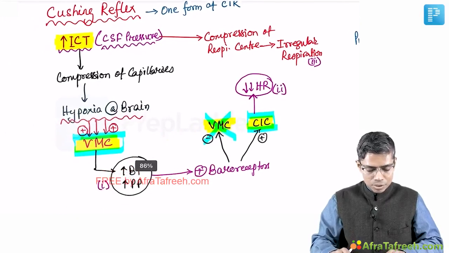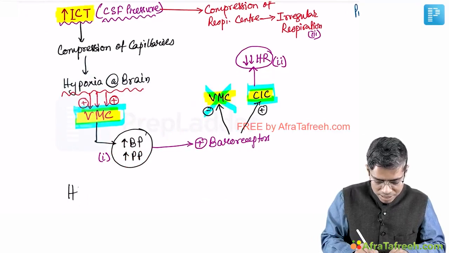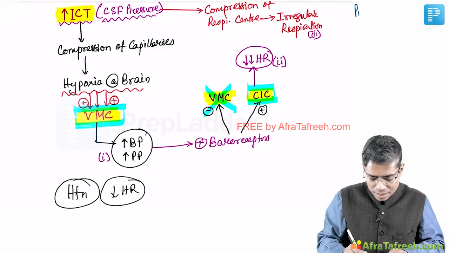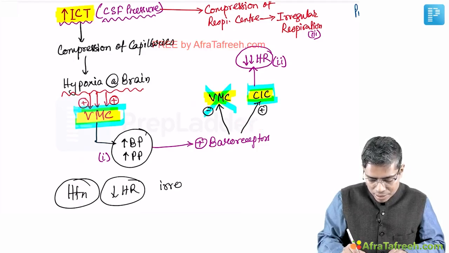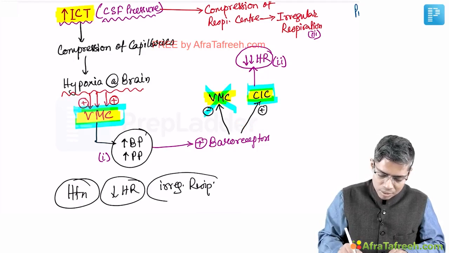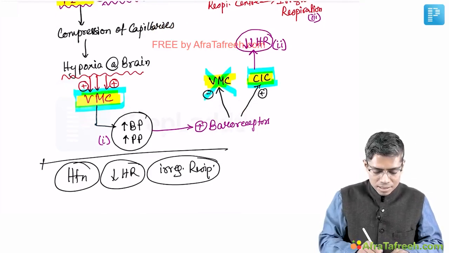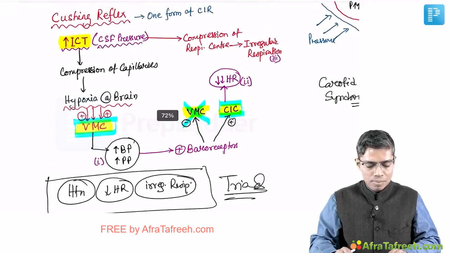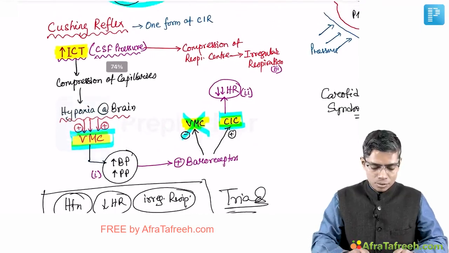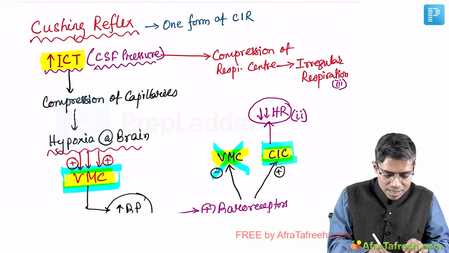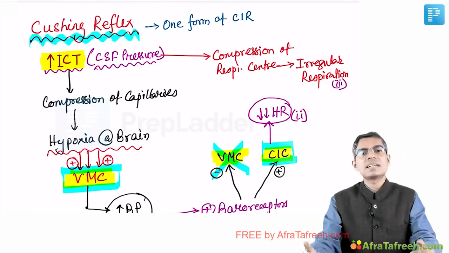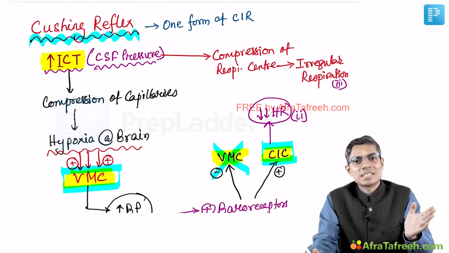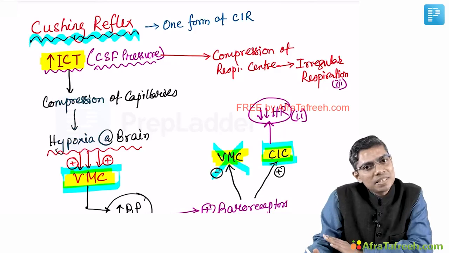So what did we understand? We understood that there will be hypertension, there will be bradycardia, that is reflex bradycardia, and there will be irregular respiration. The combination of these three features is known as the triad of Cushing reflex. This is known as the triad of Cushing reflex, right? So now you understood that Cushing reflex is nothing but indirect activation of the CNS ischemic response where hypertension, bradycardia and irregular respiration are seen.